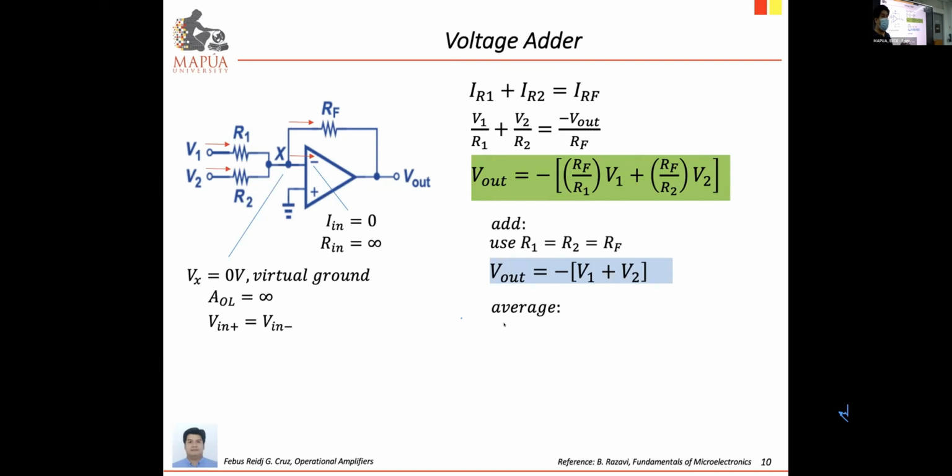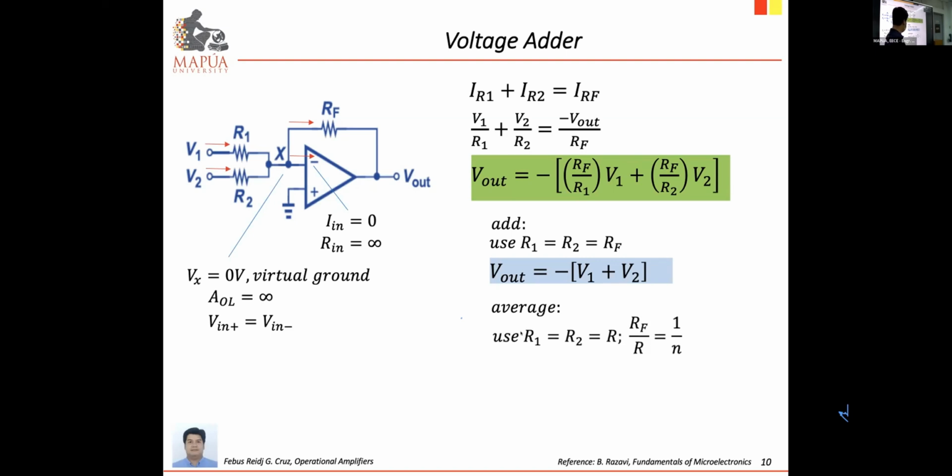Then we can also use this to get the average. If you want to get the average, we are adding two input signals. So if you want to get the average, add the 2, then divide by 2. Or we can right away multiply each input with 1/2. So overall, pag kinuha mo yung total nun, you get the average.